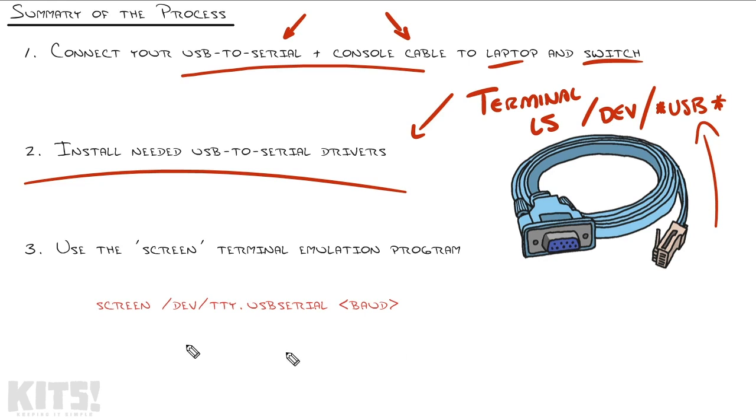So find out what that name is and type in screen /dev/TTY. Actually, you saw in there was a CU file as well. I'm not after that one, I'm after the TTY. Then you type in whatever name you saw when you did that ls command. It's probably gonna be USB serial, followed by your baud rate.